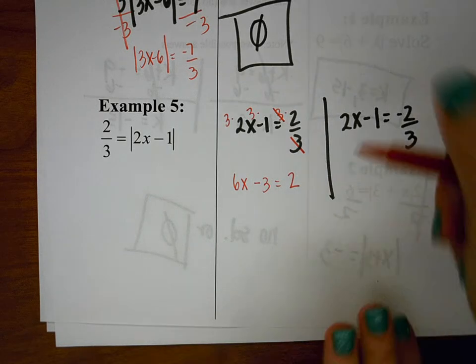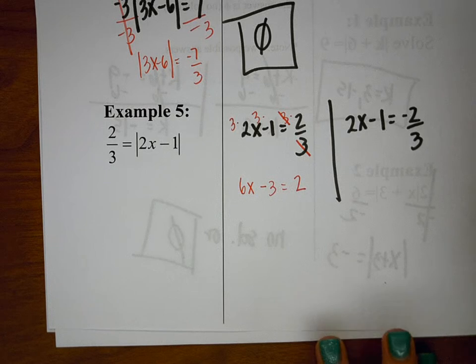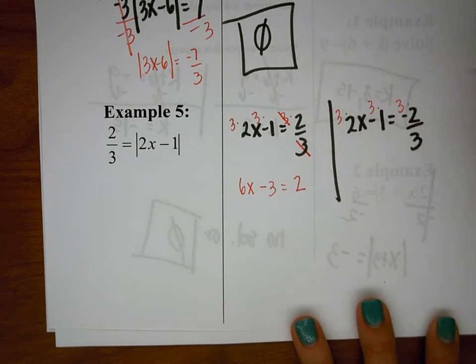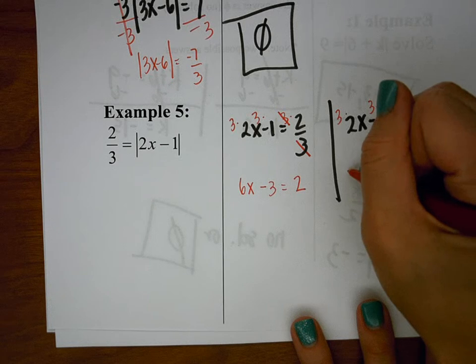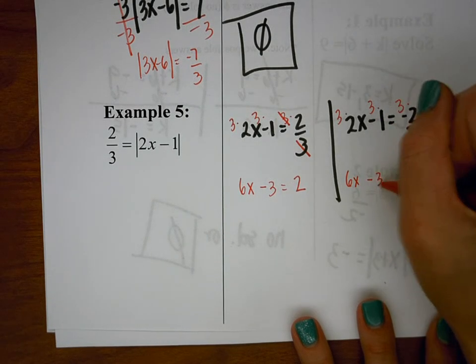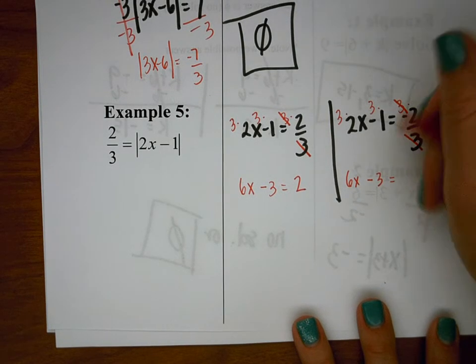Okay, and we can do the same thing with our other equation if we want to right now. Again, what am I going to multiply every term by? 3. Good. So we write 3 next to every single term. 3 times 2x is 6x. 3 times negative 1 is negative 3. Equals, and here my 3's cancel out, which was the purpose, and I'm left with negative 2.